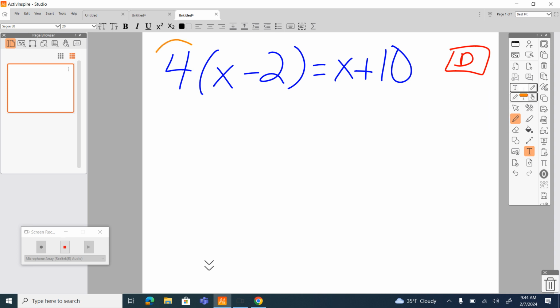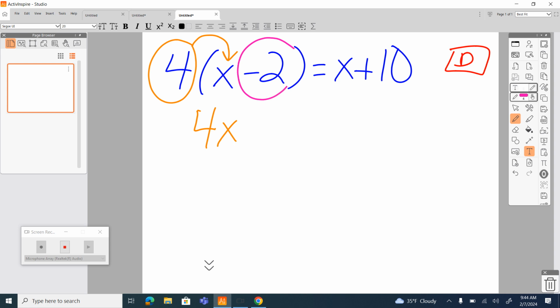You're going to take the number outside the parenthesis, and you're going to multiply it by what we call a term. A term is a number or a letter inside the parenthesis. What is 4 times x? 4x. We also have to do that with the next term in the parentheses.